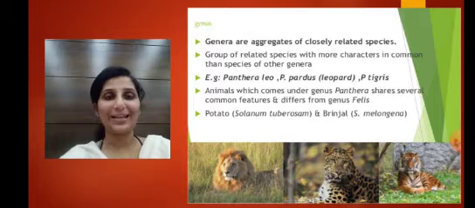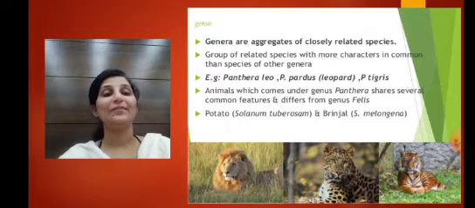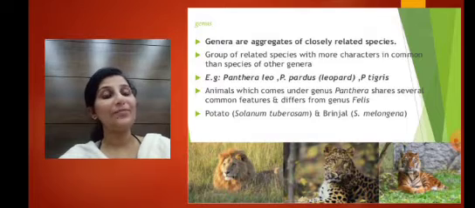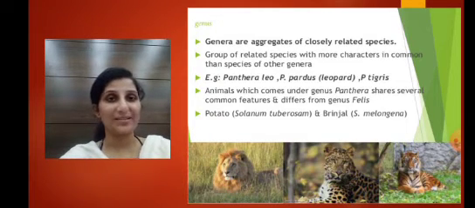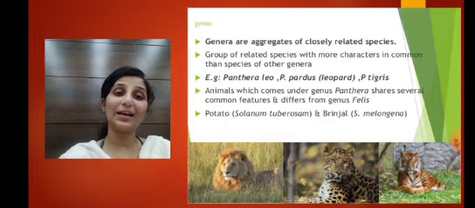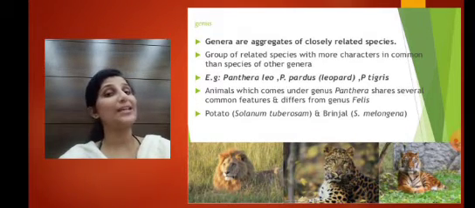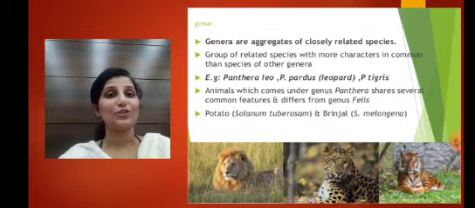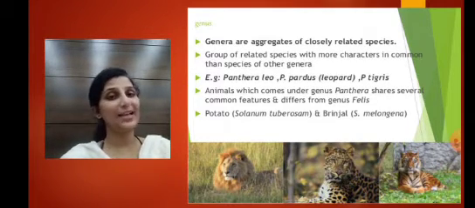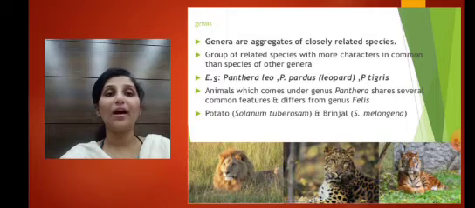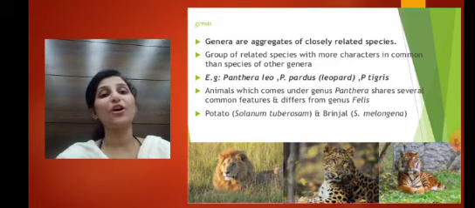Felis includes cats, isn't it? So based upon their similarities, the tiger, the lion, and the leopard are placed in the same genus. And based upon their differences from cats, all the cats are placed under the same genus called Felis. So Felis and Panthera are two different genera which comprise related species. For example, in the case of plants, potato, Solanum tuberosum, and brinjal, Solanum melongena, are different species placed under the same genus, Solanum. So this is about genus, which comprises an aggregate of related species.